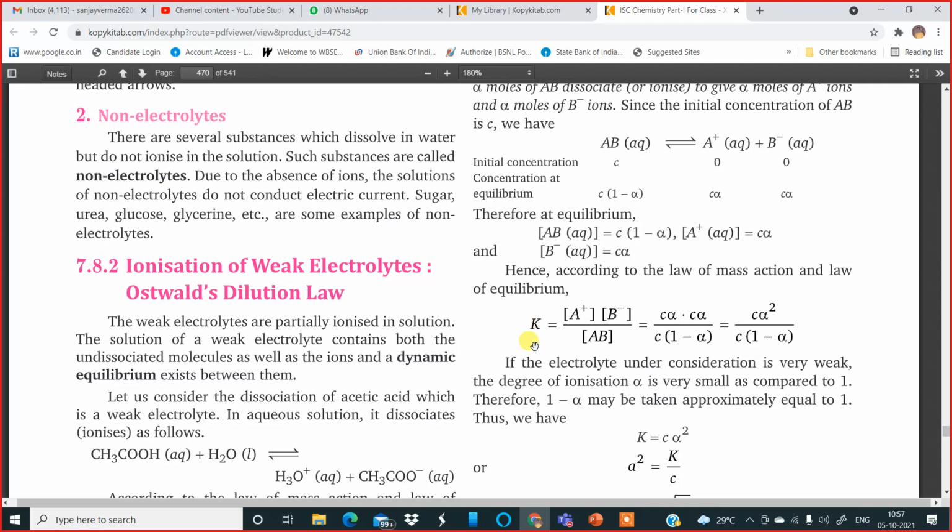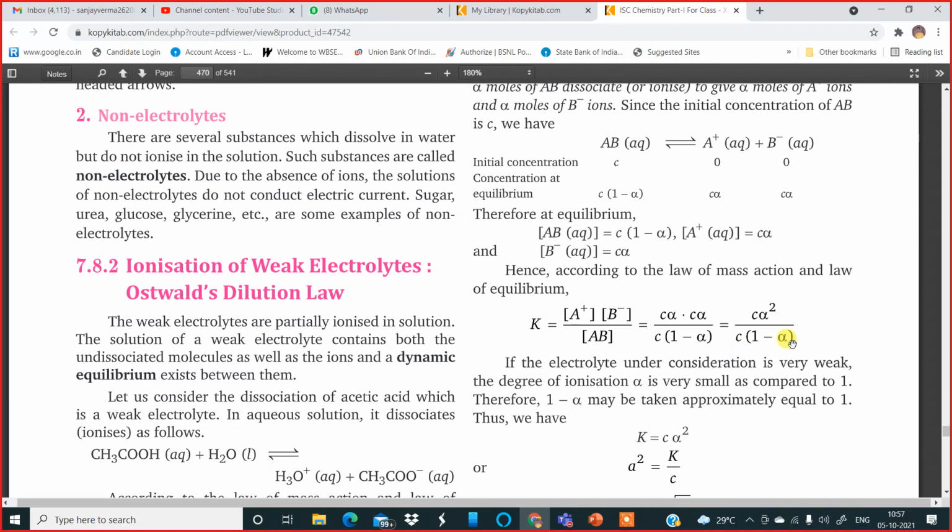Okay, the equilibrium constant in terms of concentration: concentration of A plus into concentration of B minus divided by concentration of AB. Substitute these values in this expression and get a relationship between K, the concentration equilibrium constant, and the degree of dissociation. It comes to C alpha square by C into (1 minus alpha).